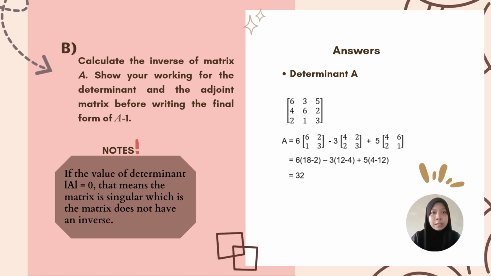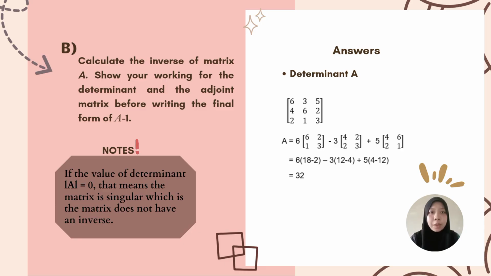The next question is, calculate the inverse of matrix A. Show your working for the determinant and adjoint matrix before writing the final form of adjoint. As noted on the slide, if the determinant of A equals 0, the matrix is singular and has no inverse.